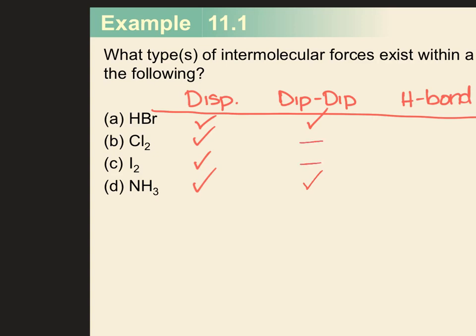All right. Last but not least, you guys tell me, of the four, I'll give you a hint: only one has hydrogen bonding. Which one has hydrogen bonding? NH3. Again, just because HBr has hydrogen, it doesn't mean it has hydrogen bonding. You have to be careful and make sure it's an NH, an OH, or an FH.